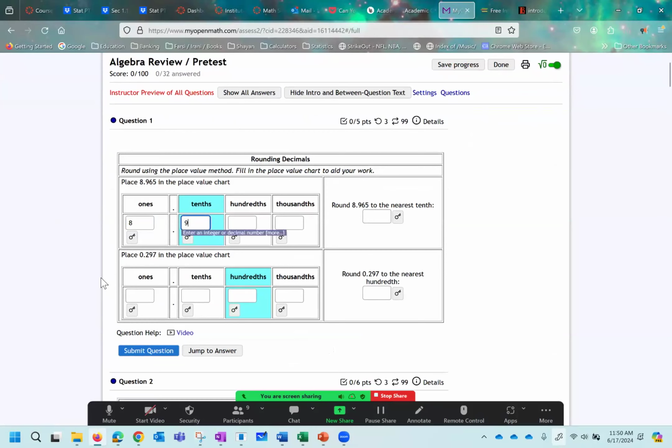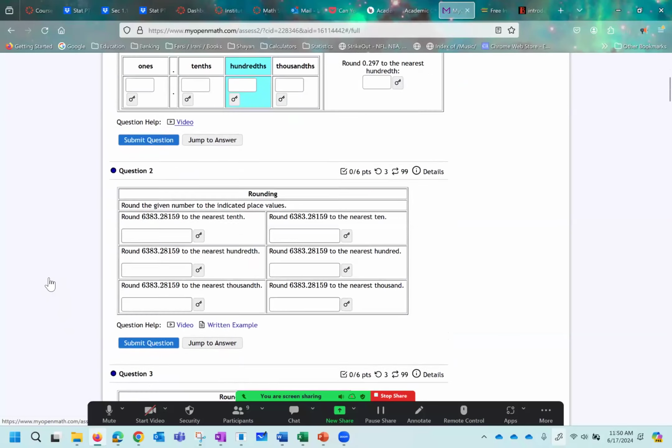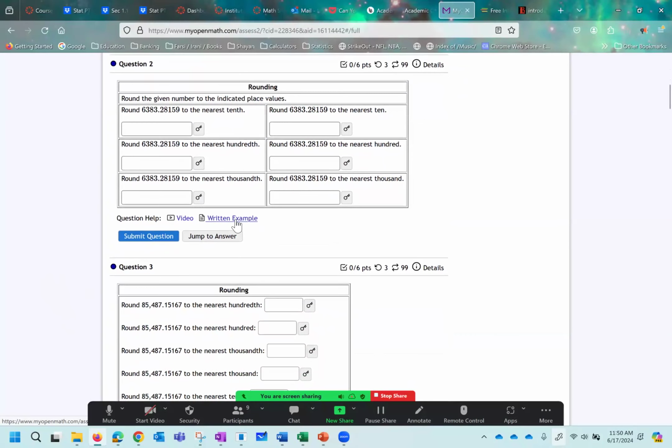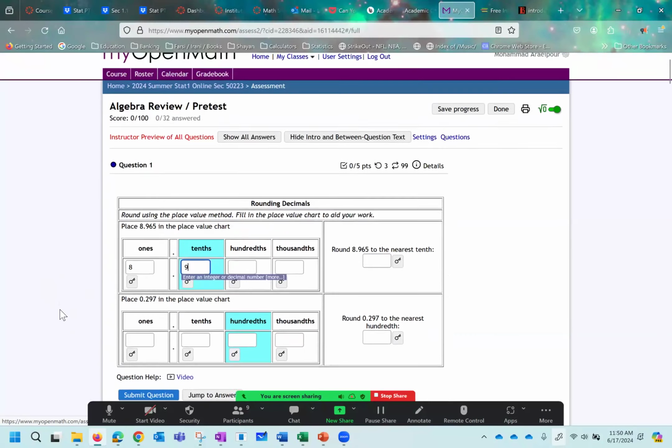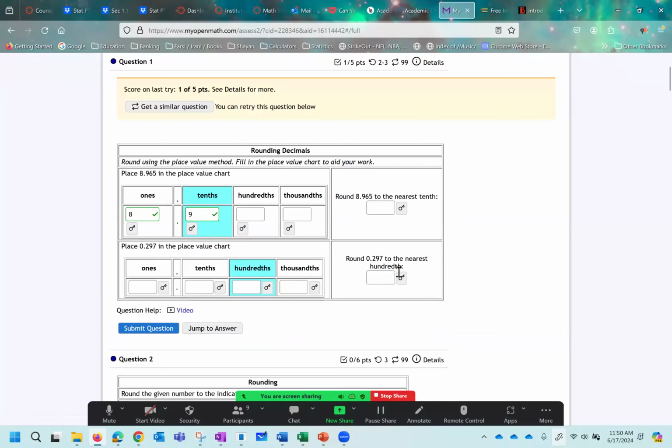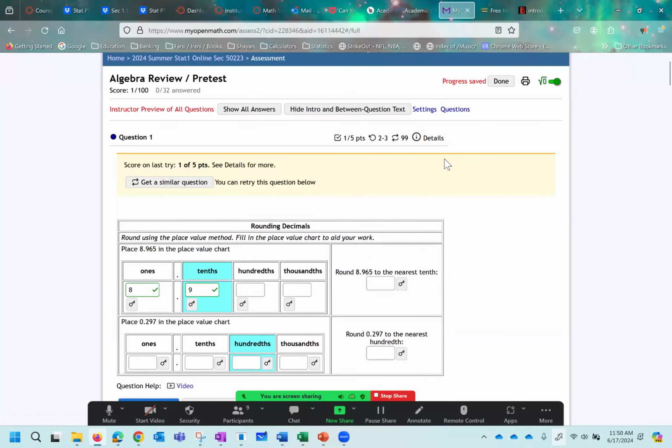Now notice, this question also has a video. So for some reason, if I'm uncomfortable with this question, I see the video. Not all the questions have videos, but this one does. The next one not only has a video, also has a written example. So that is helpful to see that you have those, okay? And you can answer and you can submit the question. And again, we have some of it right.